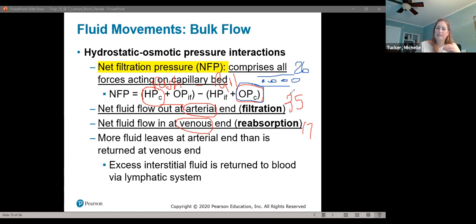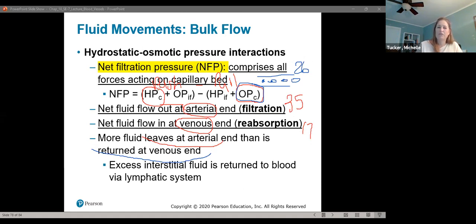On the arterial end, the hydrostatic pressure is higher than this osmotic pressure. So fluid leaves at the arterial end. At the venous end, osmotic pressure is greater than hydrostatic pressure. So fluid is pulled back into the venous end. Interstitial fluid is returned to the blood via the lymphatic system.